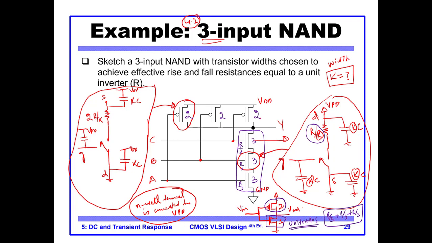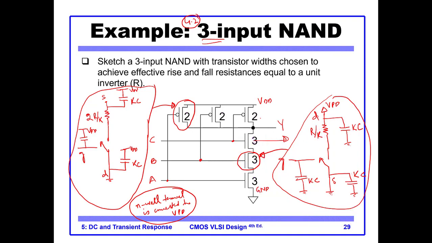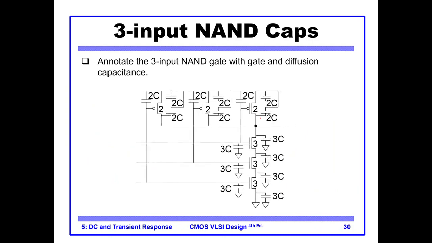So for any other circuit, first you have to draw the CMOS circuit, the pull up and the pull down. Then you have to come up with the size K, and after that, insert the RC model for NMOS and the RC model for PMOS. Let's move to the next slide to see how the RC models are inserted.